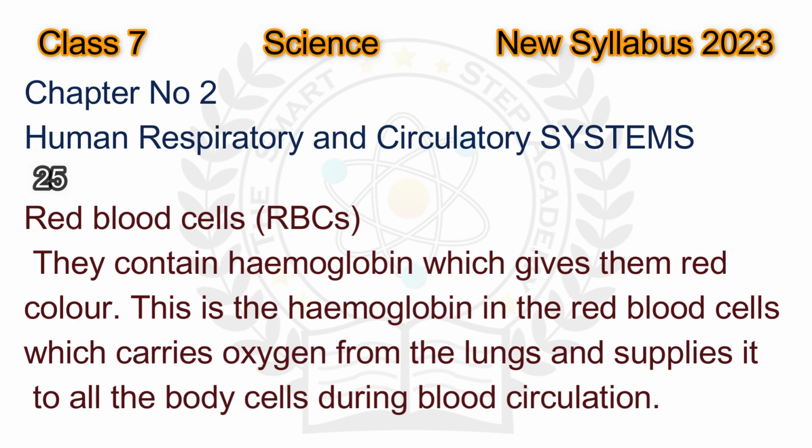Red blood cells. They contain hemoglobin, which gives them red color. This is the hemoglobin in the red blood cells, which carries oxygen from the lungs and supplies it to all the body cells during blood circulation.